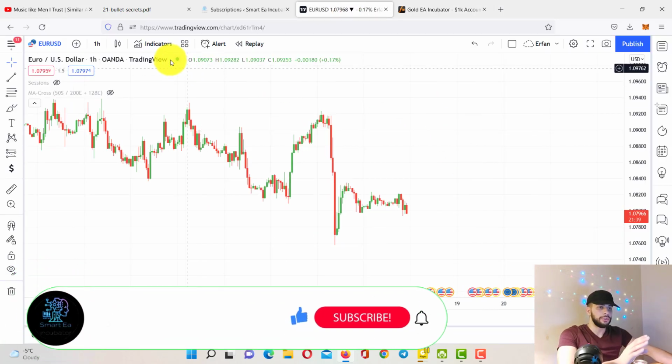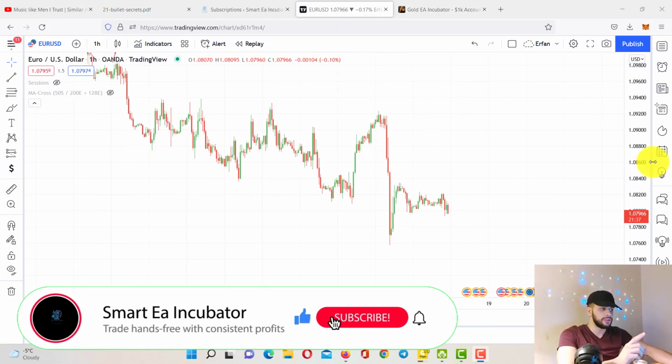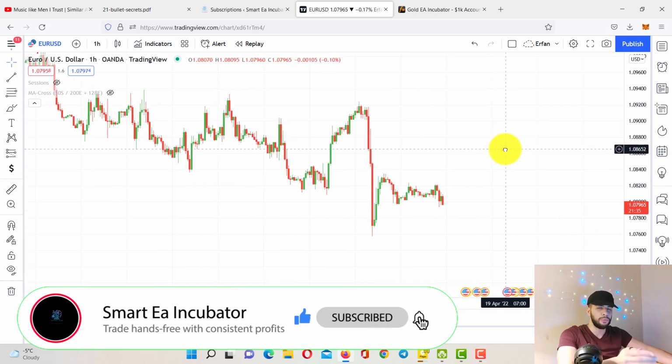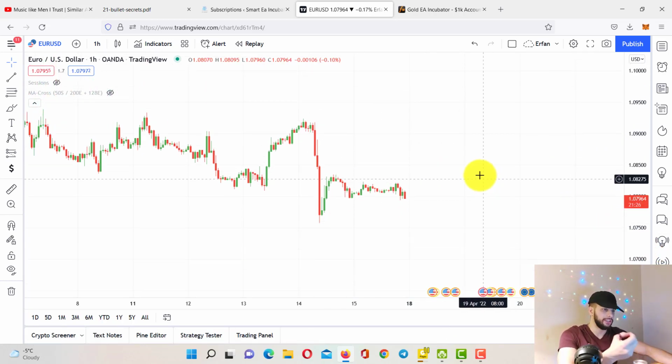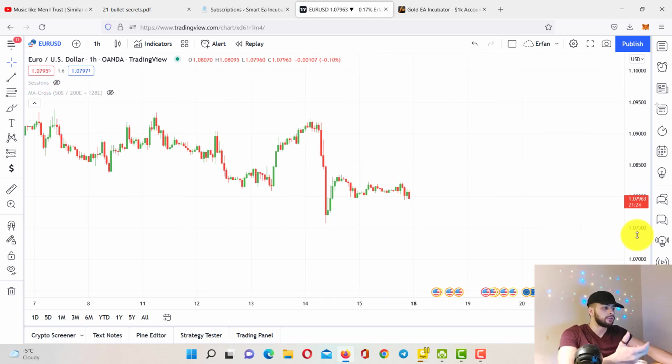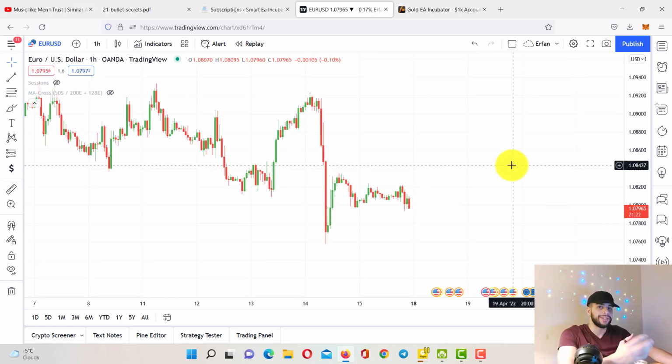So I'm going to start with EURUSD, and I'm going to start with the 1 hour time frame, because there's no point in breaking it down to the 15-minute and 5-minute time frame, because we're not scalping right now. We're just analyzing the market, the overall picture and the trend and the structures.